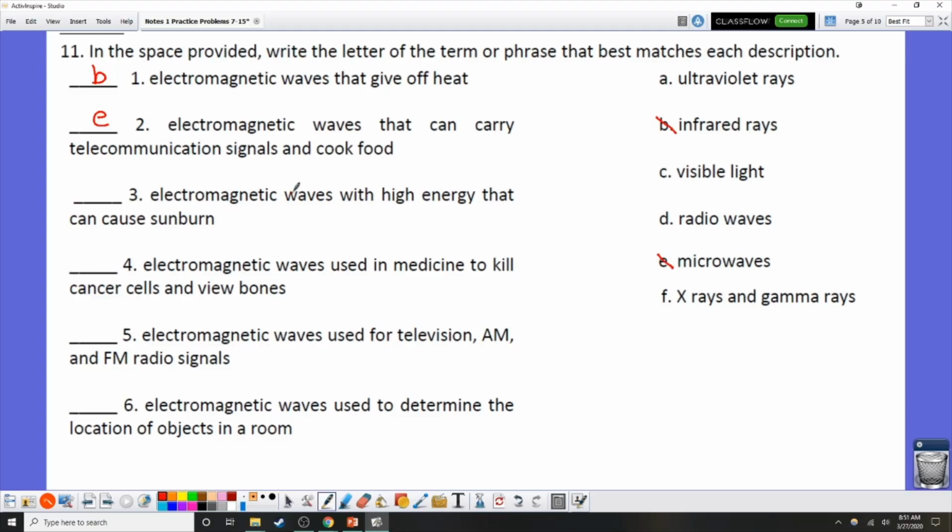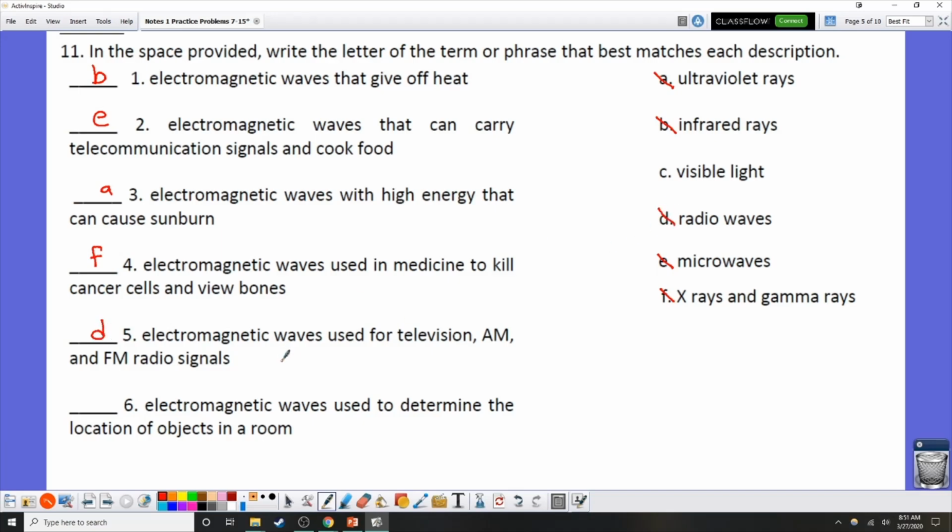Electromagnetic waves with a high energy that can cause sunburn. Well, you know that these come from the sun, and they're going to be ultraviolet rays. So A. Electromagnetic waves used in medicine to kill cancer cells and view bones. So those are going to be two specific types of rays, and they're going to be X-rays and gamma rays. So F. Number 5, electromagnetic waves used for television, AM, and FM radio signals. Well, the word radio should throw you off here, so it's going to be D, radio waves.